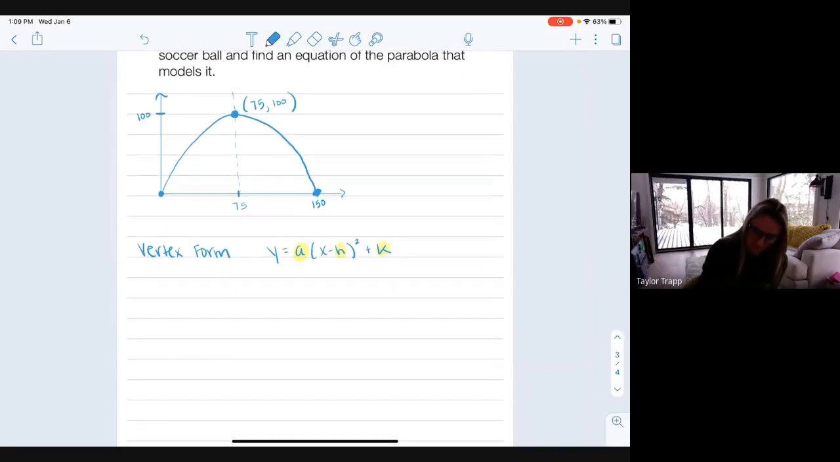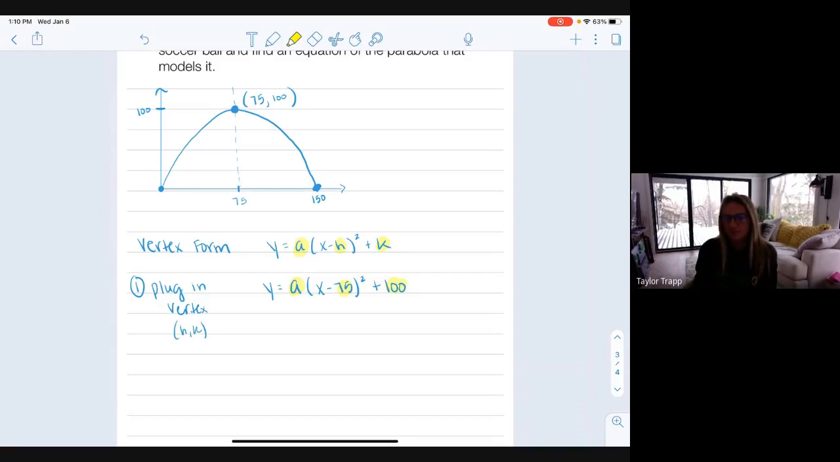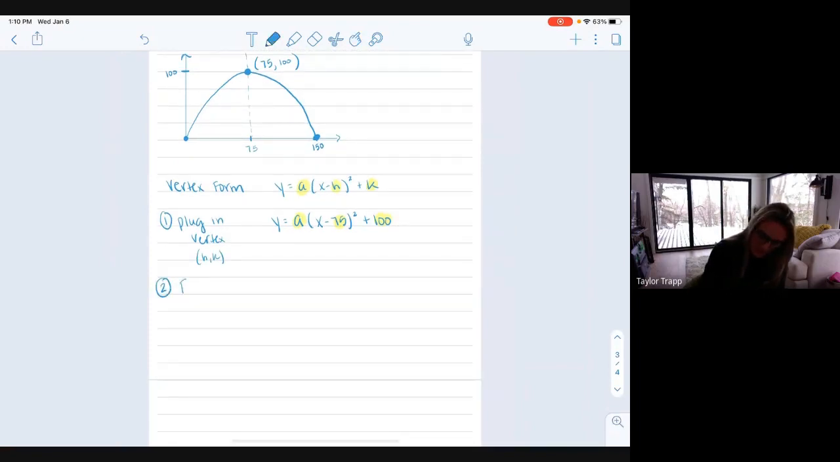Okay, so step 1 says to plug in the vertex. So that's your h and k. So this now looks like y equals a times (x minus 75) squared plus 100. Right. And then step 2, I wrote find a. So you plug in 0, 0 for x and y.